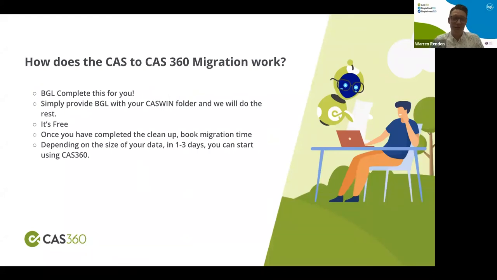CAS 360 migration works. Well, the first point, and we have already touched on this, is BGL completes this for you. It is a case that we take over the migration and we complete it for you. So it's not a case that you have to sit there and migrate company by company and check it. We do it for you. All that you need to do is simply provide BGL with your CASWIN folder and we will do the rest. So all of your documents are in that folder.